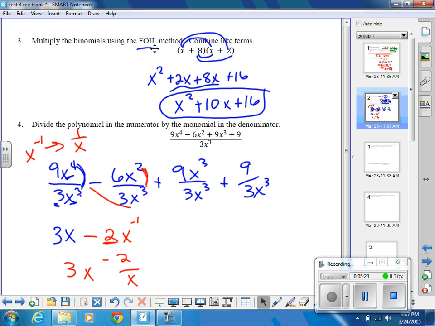Okay? Now, this next one, how many times does 3 go into 9? Well, 3 times, plus sign. What happens to the x's? They cancel. They're the same power. And then last but not least, 3 goes into 9 again 3 times.